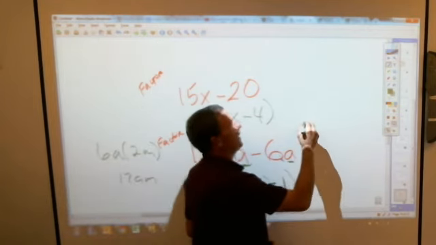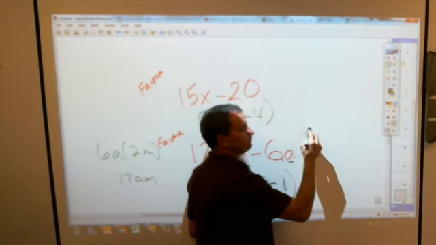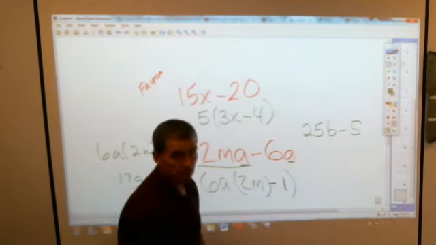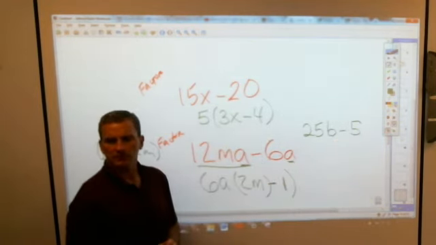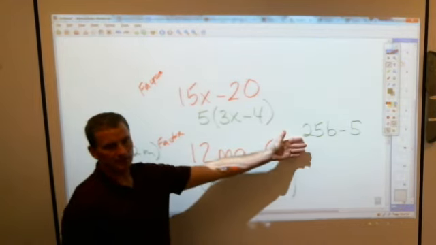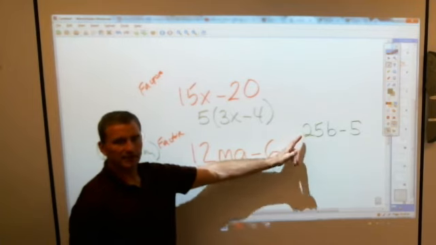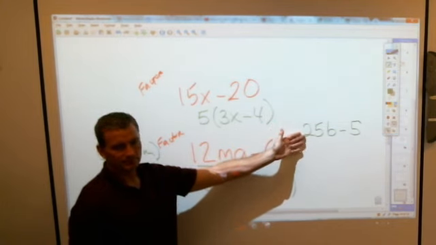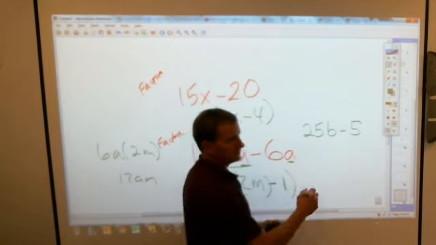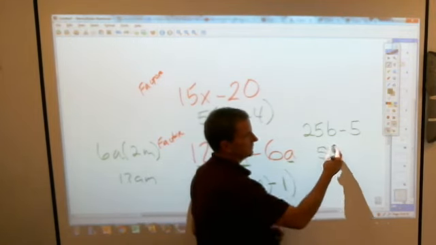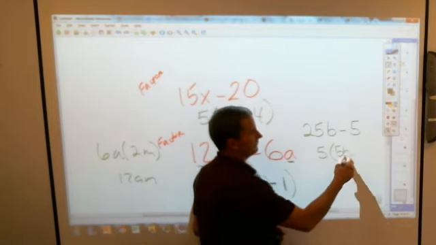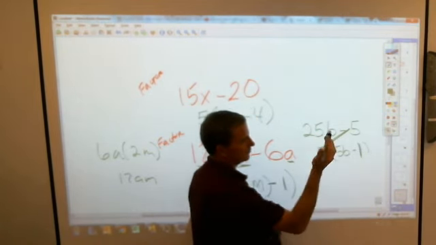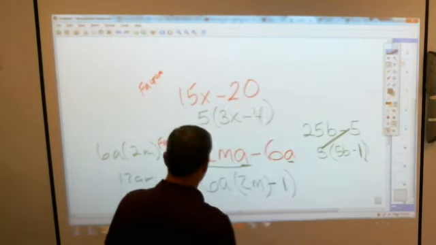Another example of that would be this: 25b minus 5. And I asked you to factor that. If I asked you to factor that, what would you get? Be very, very careful. Aaron says, take the 5 out. 5 times 5b minus 1. Yeah, 5b minus 1. If these are exactly the same, you have to put a 1 here. You have to. Otherwise, you'll lose that whole term.